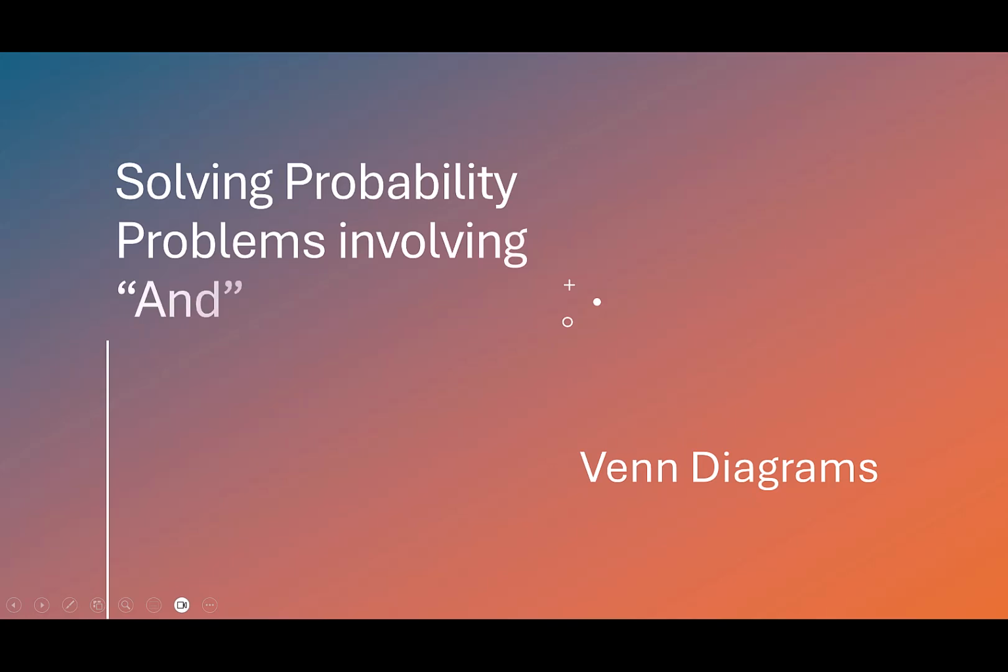Hi everybody, today I'm going to do a problem involving solving probability problems involving "and." To organize the information, we are going to use a Venn diagram.